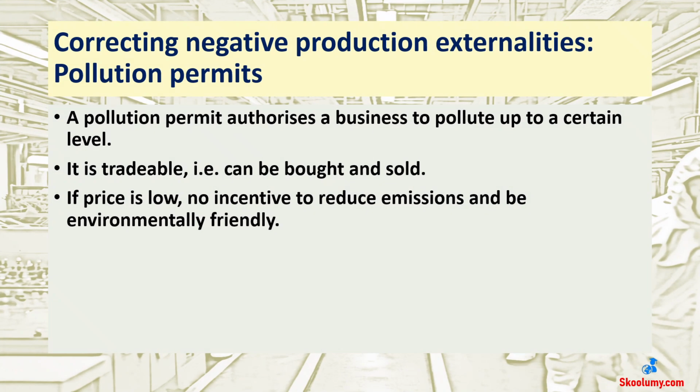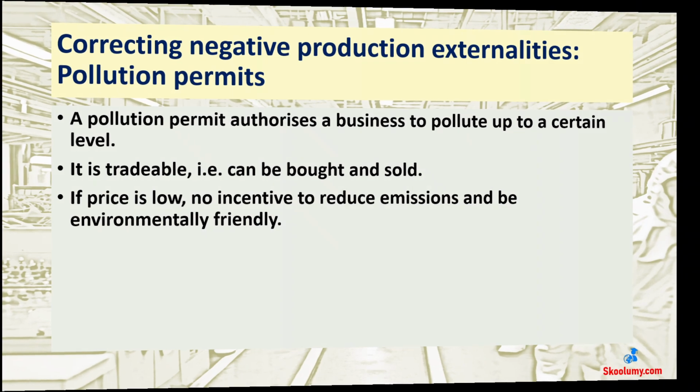Pollution permits. A pollution permit authorizes a business to pollute up to a certain level. It is called tradable permit because it can be bought and sold. A firm that does not exhaust its allowance can sell to those that have exhausted theirs. It is also known as a cap and trade system. If price of the permit is low, there will be no incentive to reduce emissions and be environmentally friendly.